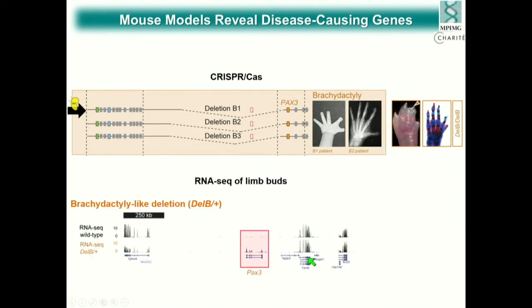And this we can do, for example, just by starting with RNA-seq. So on the top track here, you have the RNA-seq of the region. You see that some genes are expressed, some others are not.